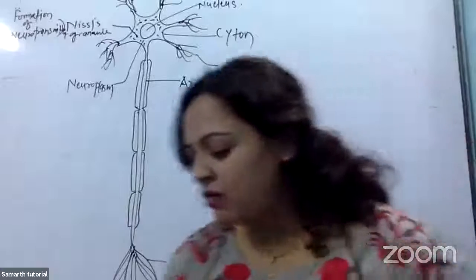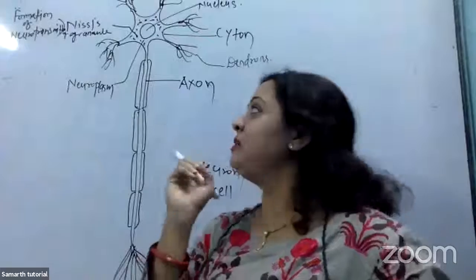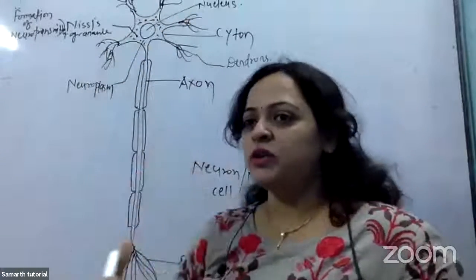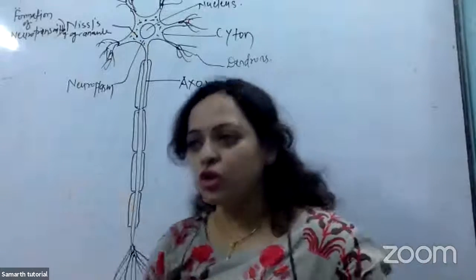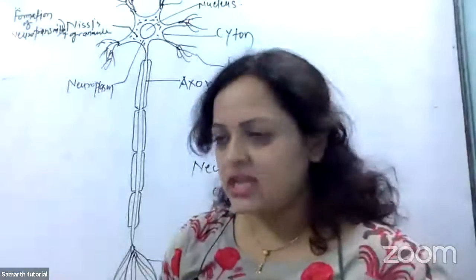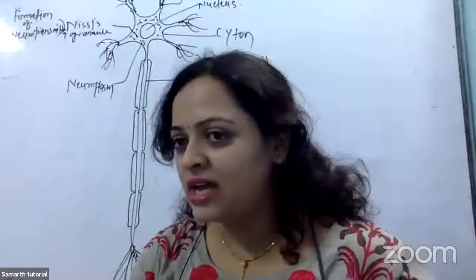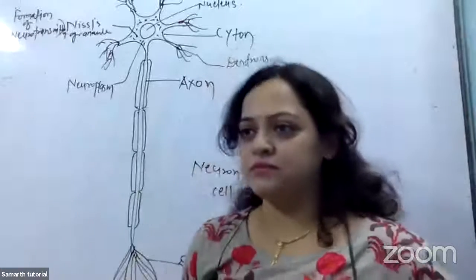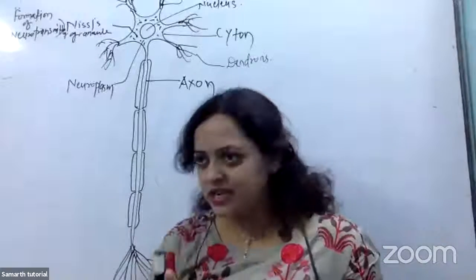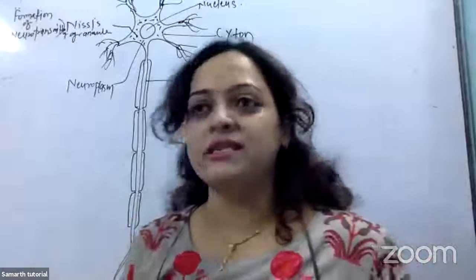Now there are Nissl's granules. These granules are present very importantly. Their function is the formation of neurotransmitters. Now what are neurotransmitters? They are chemical substances which are responsible for transmitting the signal when it is not an electrical impulse.